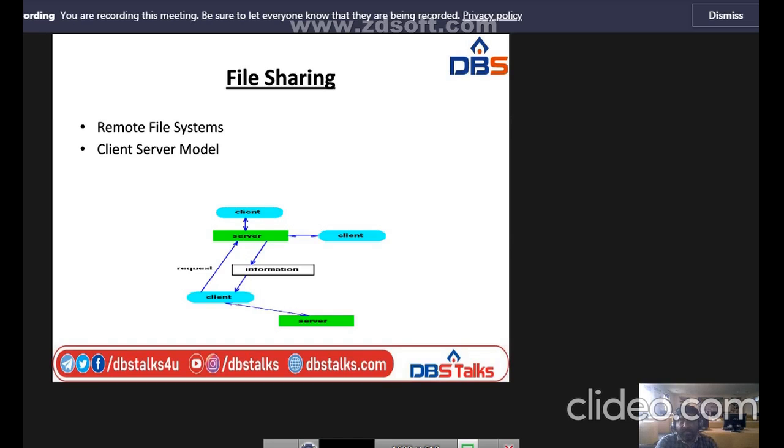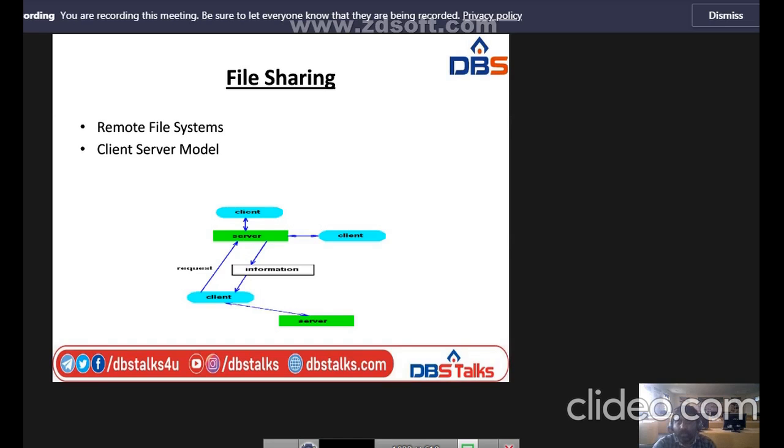A server can serve multiple clients and a client can use multiple servers, depending on the implementation details of a given client-server facility. Once the remote file system is mounted, file operation requests are sent on behalf of the user across the network to the server via the DFS protocol. So this is regarding the client-server model.